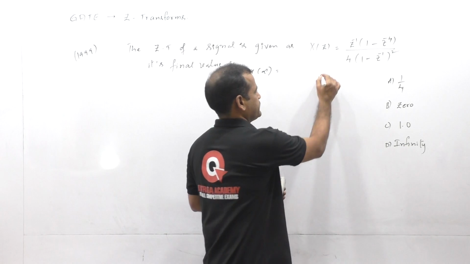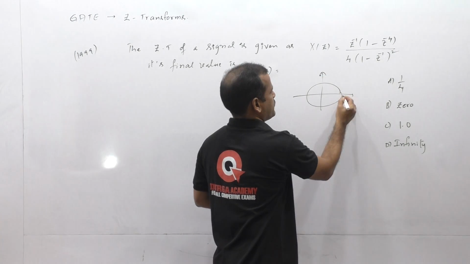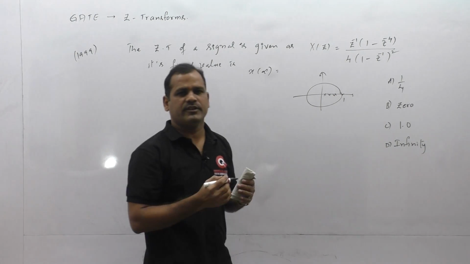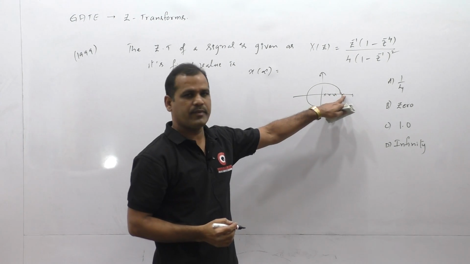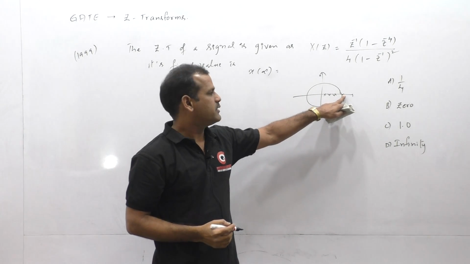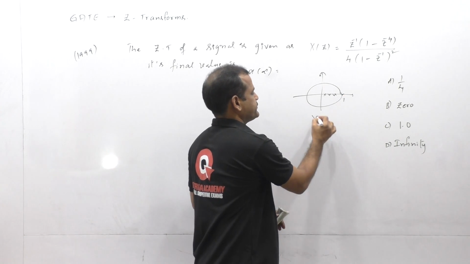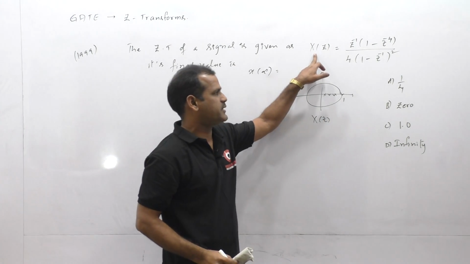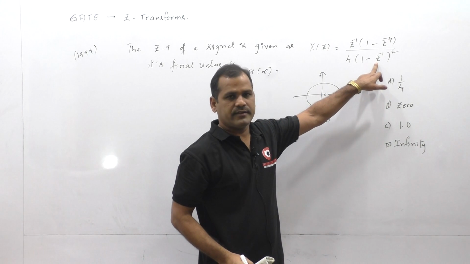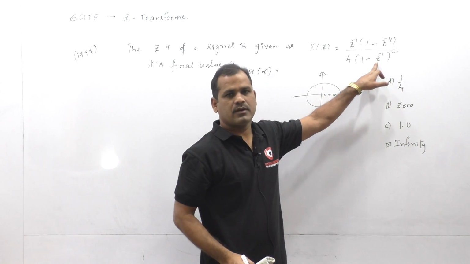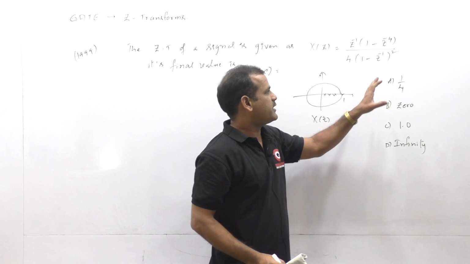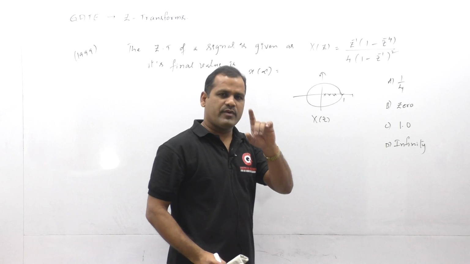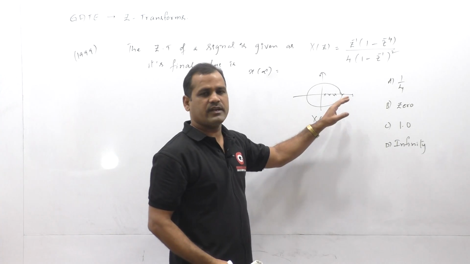So in the z plane, if all poles of X(z) are within the unit circle, then you can apply the final value theorem, and at most one pole can be on the unit circle. Then you can apply the final value theorem. But if you observe X(z) here, the denominator looks like there are two poles on the unit circle. So let us decide whether all poles exist within the unit circle or not, and at most one pole on the unit circle is acceptable.